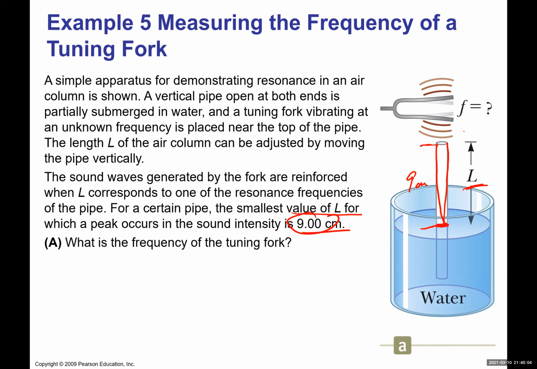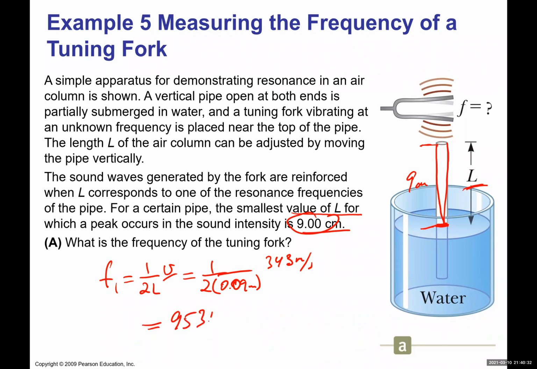When you have that, f1 equals 1 over 2L times the velocity. That's 1 over 2 times 0.09 meters, because that's our L, times V, which is 343 meters per second, since the sound wave is in air. If I calculate the frequency, I should get 953 hertz. For the first harmonic, the sound oscillates at 953 hertz. That means this tuning fork has a frequency of 953 hertz, because once you hit it with the mallet and put it next to the open end, the sound has the same frequency as the tuning fork.